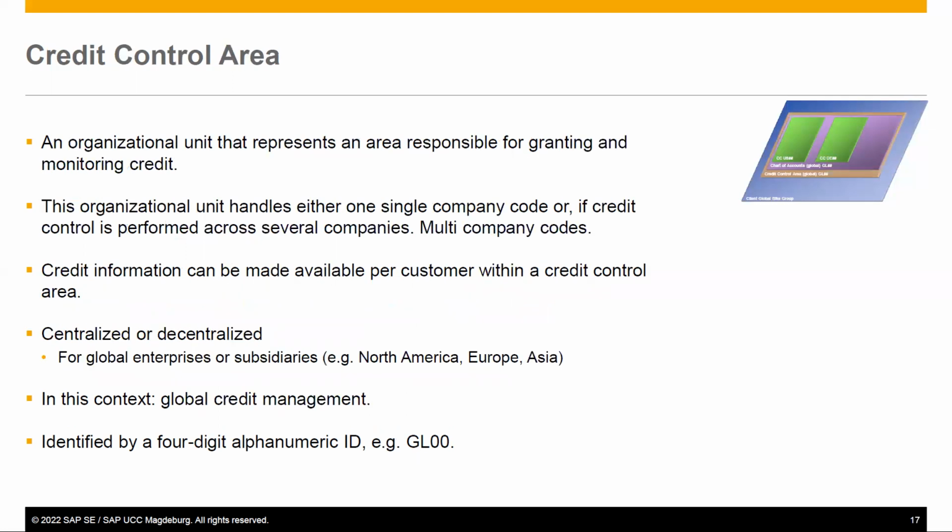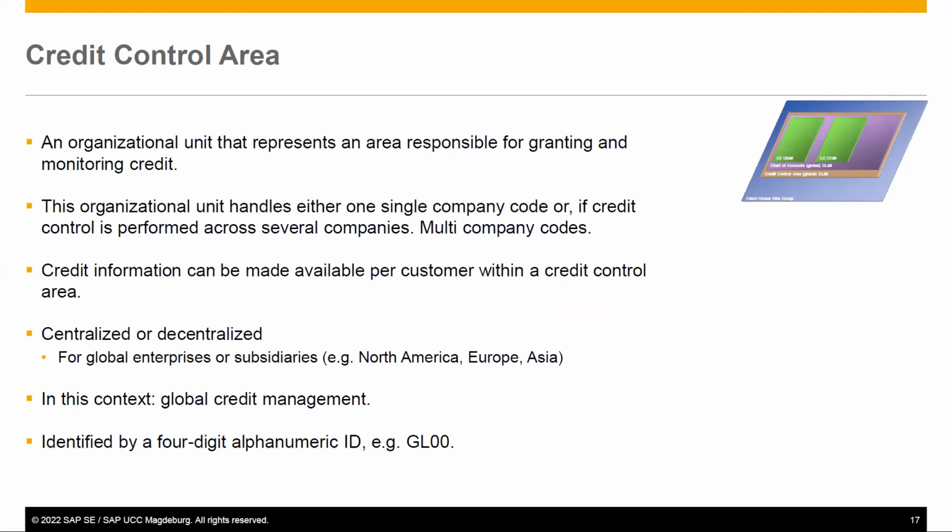We do have a credit control area. This is also an organizational unit that represents an area of responsibility for monitoring the credit limit. You have a credit card and your credit card has a credit limit. There is a department that is checking and maintaining your credit limit transactions. So that is the department that is looking after your credit.